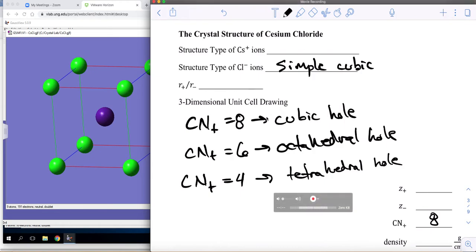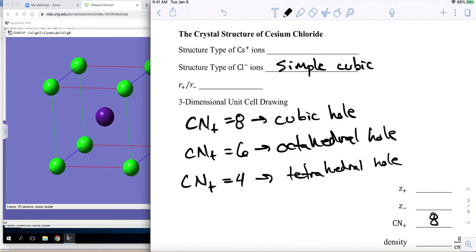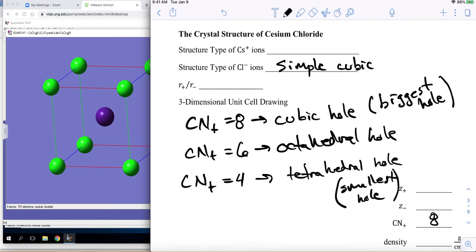And the other correlation you're going to see between these is the bigger your coordination number of the cation, the bigger the cation itself is. So the biggest hole type is going to be our cubic hole. And our smallest hole is going to be the tetrahedral hole because it has the smallest coordination number. Basically, the bigger your cation is, the more negative charges you can pack around it without the negative charges getting so close that they repel each other.